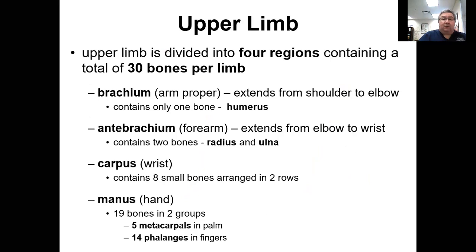As we go down, the upper limb is divided into 4 areas. We're going to talk about those areas tomorrow. The brachium is basically the humerus from the shoulder to the elbow. The antebrachium is the forearm, basically from the elbow to the wrist. You have the wrist, which is known as the carpus, and the carpals are made up of 8 bones in 2 rows, which you will need to know. And finally, the hand itself, all you'll need to know is the metacarpals and the joints of the hand itself.